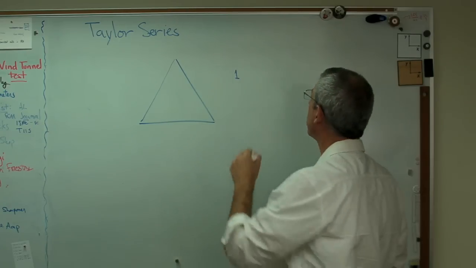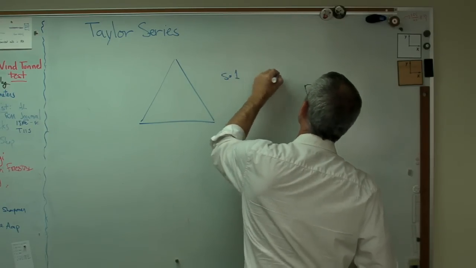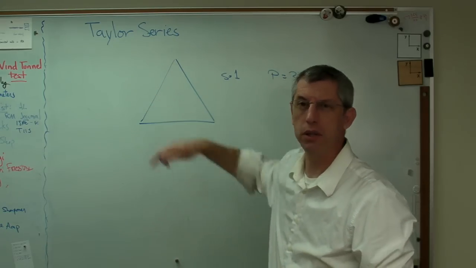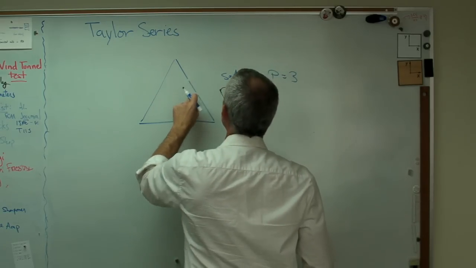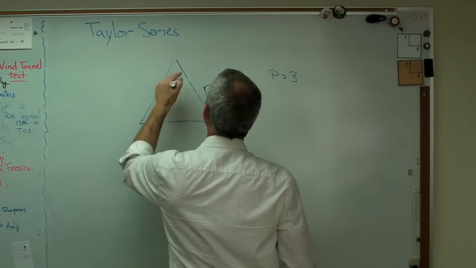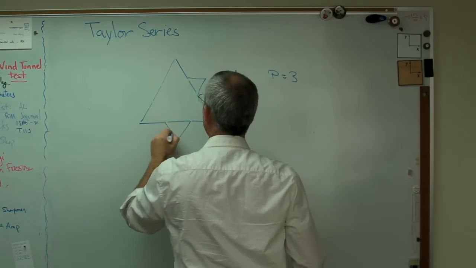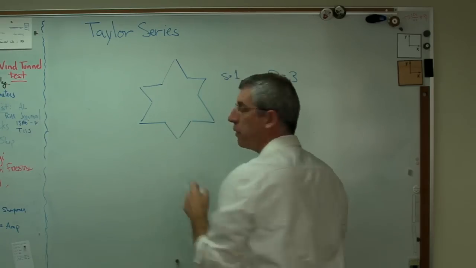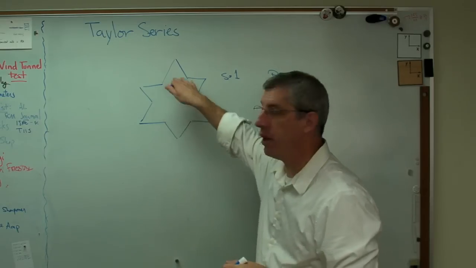And so the perimeter, the side length is 1, so the perimeter length is 3. So it takes 3 units, maybe 3 meters, to go all the way around this. Well, if I take and divide every one of those sides into thirds and add another triangle, I started out with an equilateral triangle, I'm going to add more equilateral triangles.